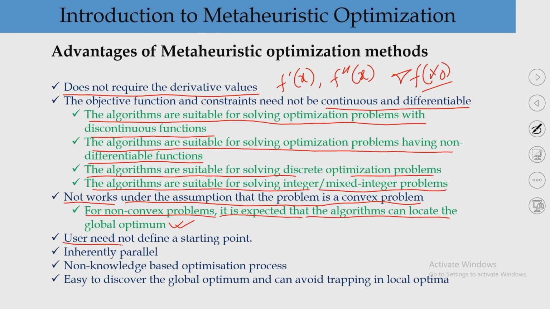Then the user need not define a starting point. I need not define a starting point like in the classical method, where I have to define x naught, and from there your search process will start. But in this case, I need not define the starting point.